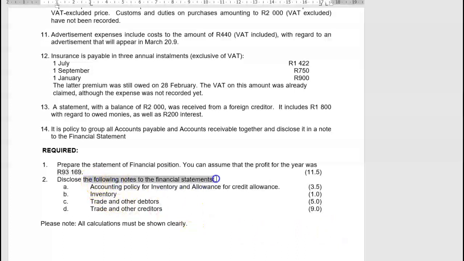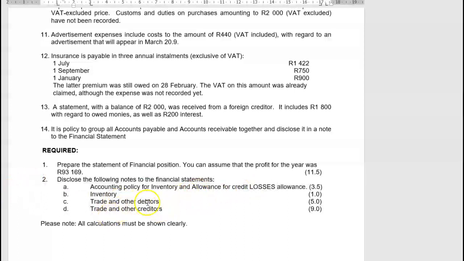Disclose the following notes to the financial statements. The accounting policy note for inventory and allowance for credit losses. That's not credit allowance, it's credit losses allowance.